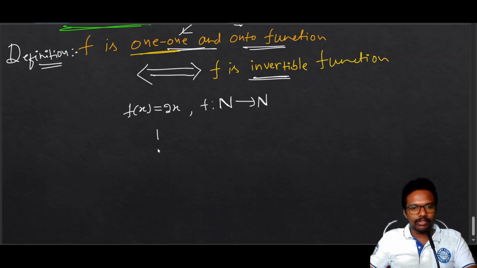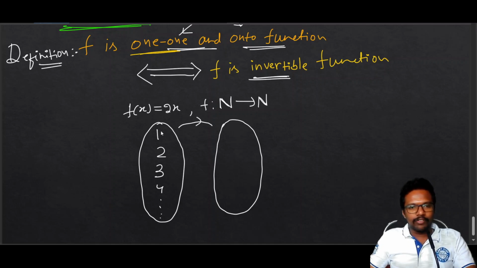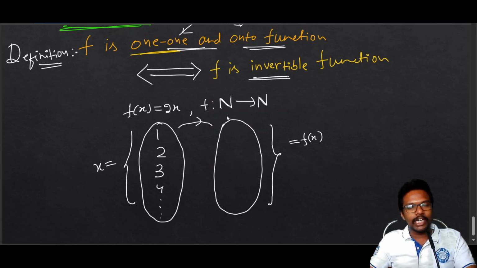So if I consider 1, 2, 3, 4 and so on, this is the natural numbers. This is the function f. These are all x values, the domain elements. After substituting an x value, we get an output. These are all input values, and the output values present in the codomain are what we call f of x.